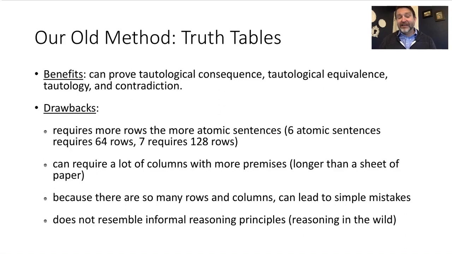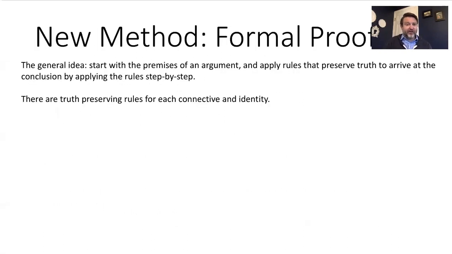And then finally, truth tables don't really resemble informal reasoning principles. They're more like something a computer would do to solve a problem, and they lack that kind of human touch that we really want in our methods of argumentation. So our new method is called formal proof or natural deduction.